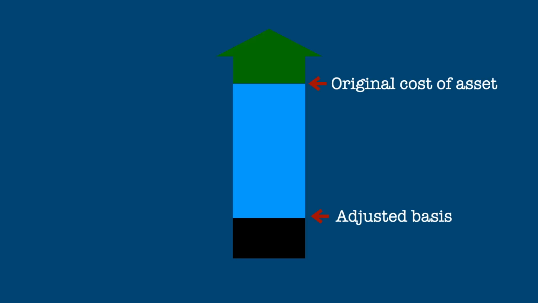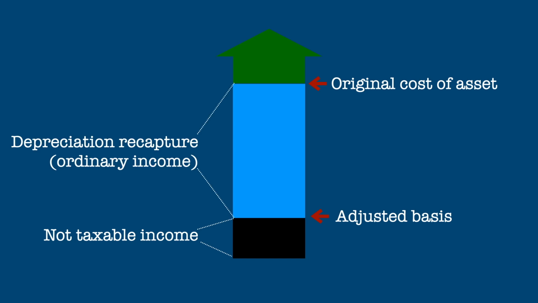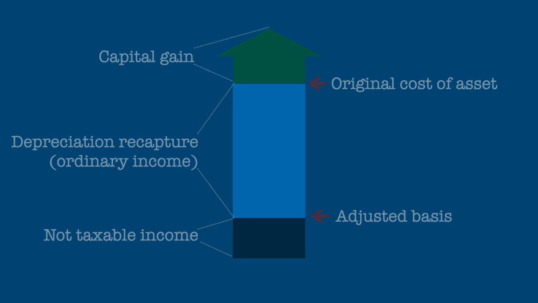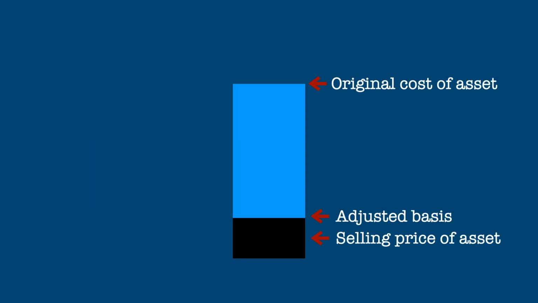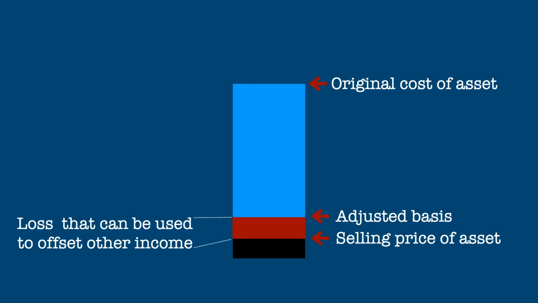For a Section 1245 asset, the sale proceeds up to the adjusted basis is not taxable income. Any additional proceeds up to the original cost of the asset is considered to be depreciation recapture and is taxed as ordinary income. If the proceeds of the sale exceeds the asset's original unadjusted cost, any gain over and above the asset's original cost is taxed at capital gains rates. Rarely is any business asset other than real property sold for more than its original purchase price. If the asset is sold or disposed of for less than its adjusted basis, a loss is created that may be used to offset other income.